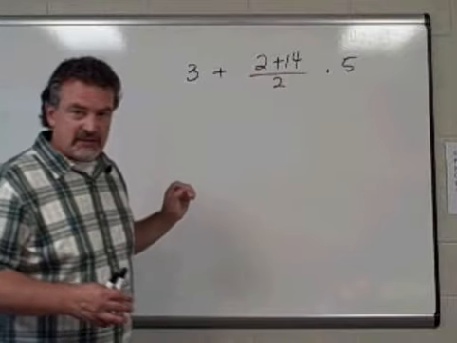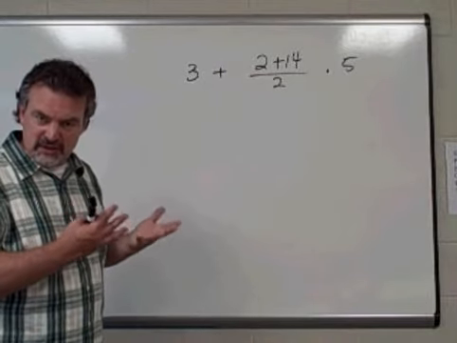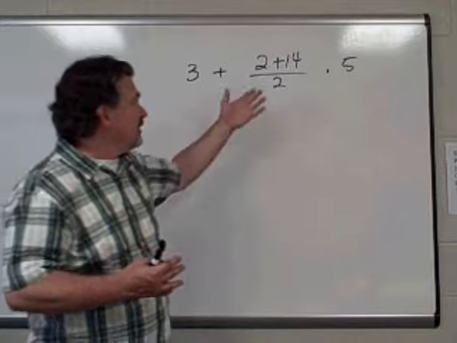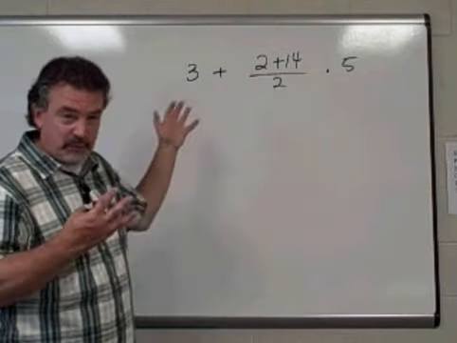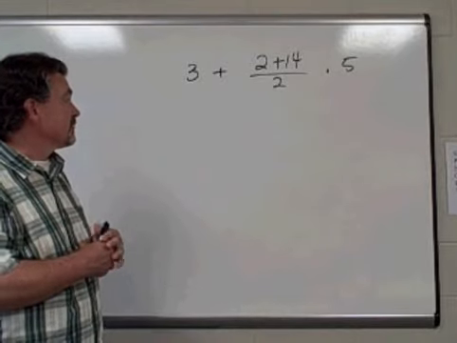Sometimes we also think of that horizontal bar as another example of a grouping symbol, kind of like parentheses. So we have to take care of what's there first before we can go on to our other operations.